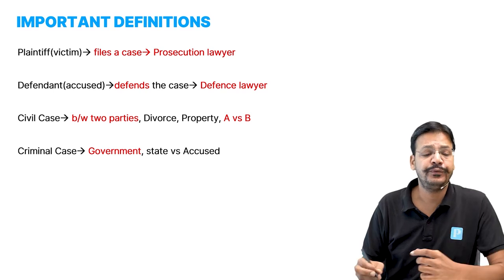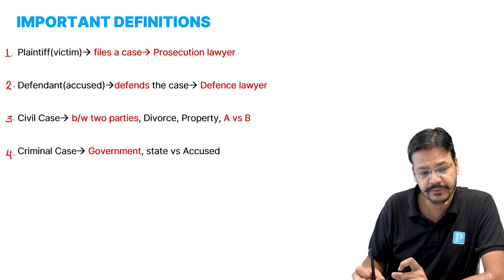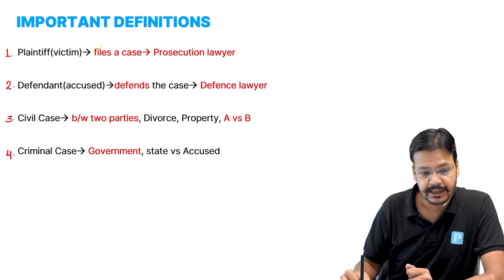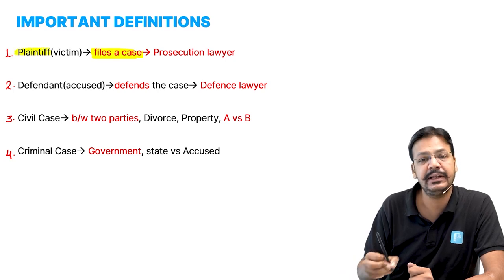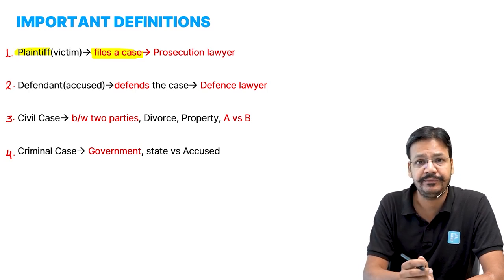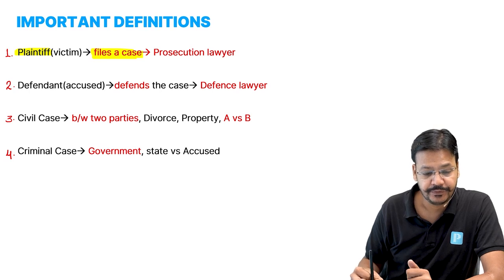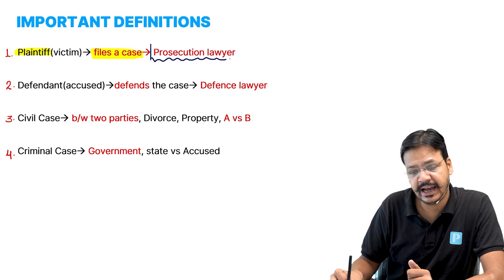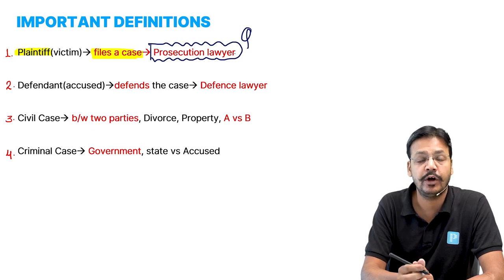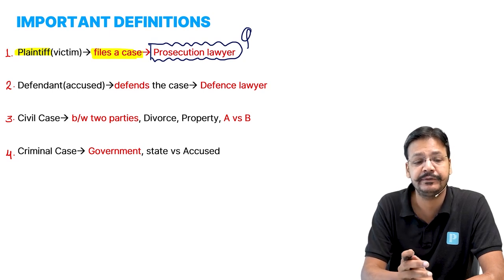Now, sir, I'm coming to a few definitions, and I'm writing down number 1, 2, 3, 4. Anyone who files a case, that's a plaintiff, from the victim side. If I am filing a case, I am a plaintiff. From the side of the victim, we have a lawyer who is a prosecution lawyer or public prosecutor, whatever you say. But the person who files a case from the victim side is a plaintiff.